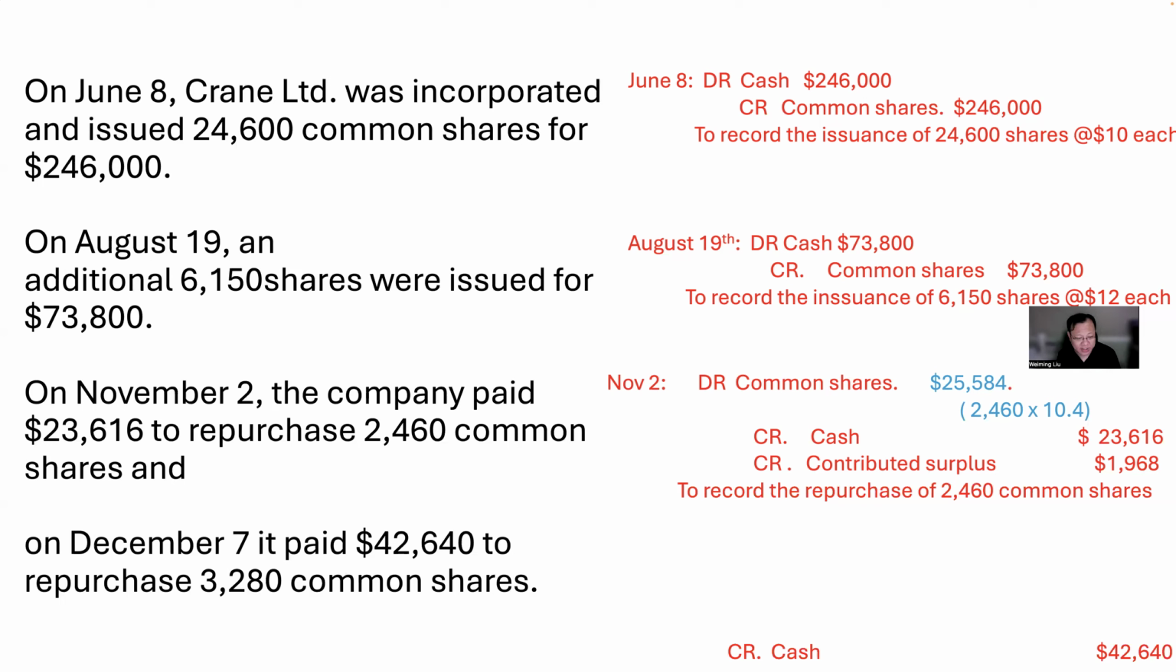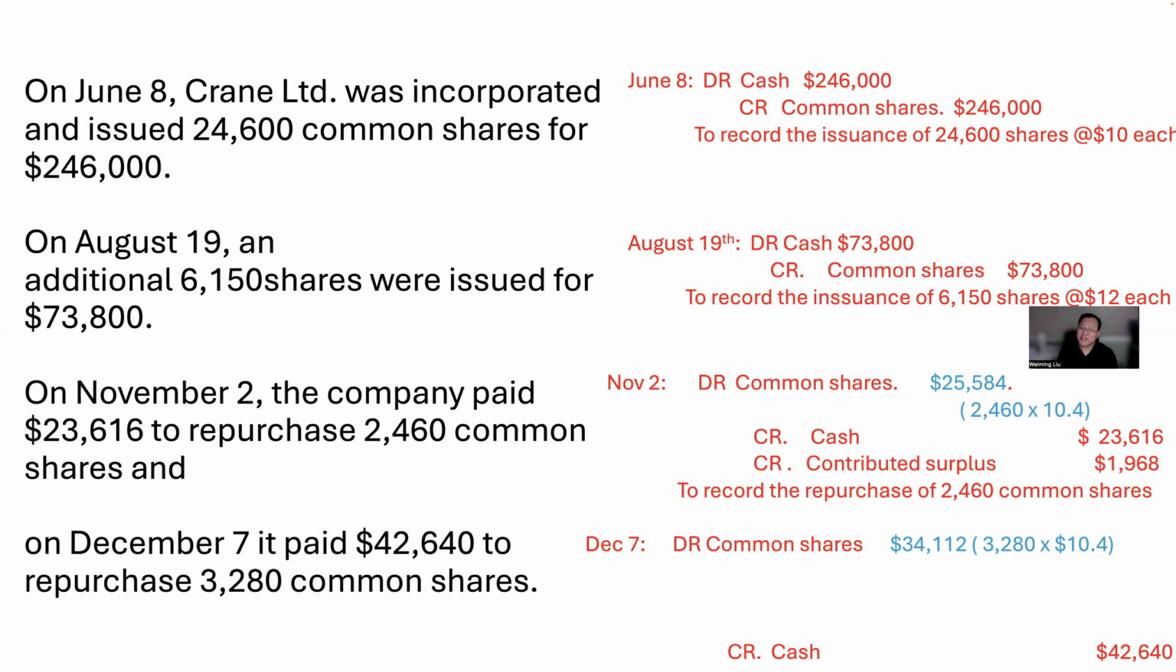So now let's calculate the common shares cost, right? Well, repurchasing back 3,280 common shares, and we know the cost of each share is $10.40. So the cost balance of the common shares decreased by this amount. Therefore, you have to debit common shares. So now I'm comparing 34,112 and 42,640. I realize that I need additional debit.